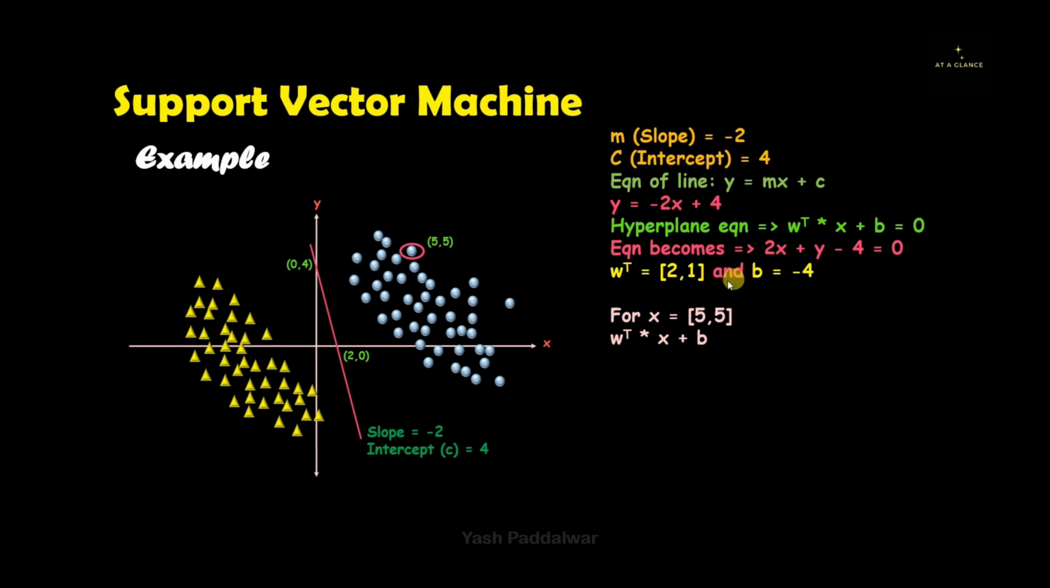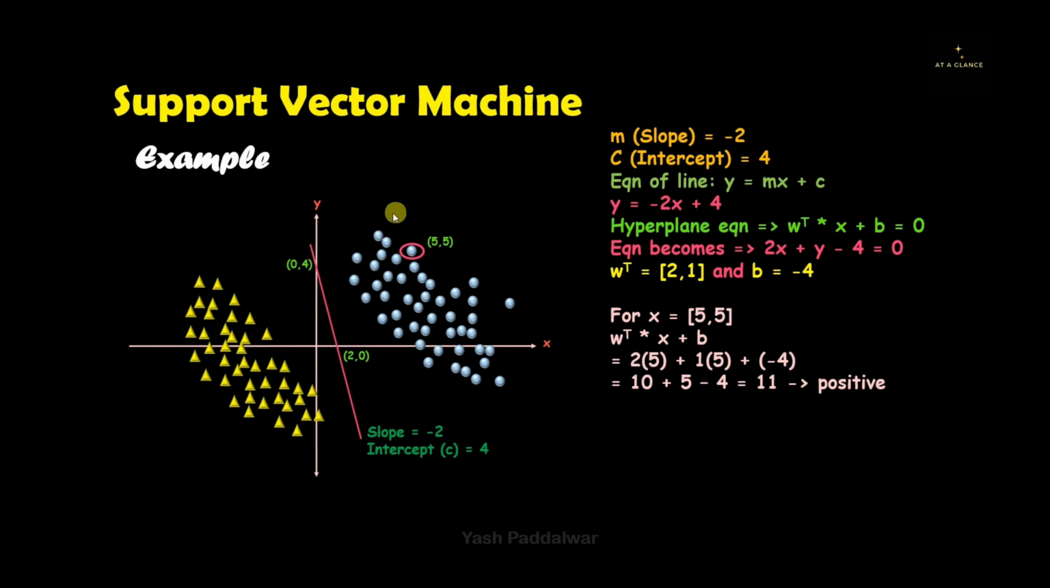Let's plug in all these values in the expression w transpose multiplied by x plus b. Now in W transpose we have two values 2, 1, as well as in X we have two values 5, 5. So how to multiply them? We have to multiply each and every term by considering its index. So you can see that we have the first term as 2 and the first term as 5. So 2 multiplied by 5 plus the second term in W transpose is 1 and the second term in X is 5. So 1 into 5 plus the bias term which is minus 4.